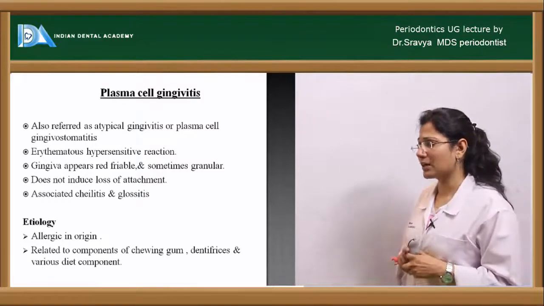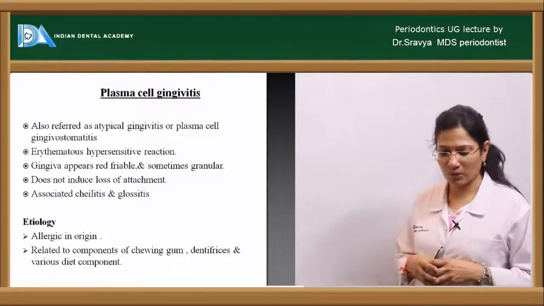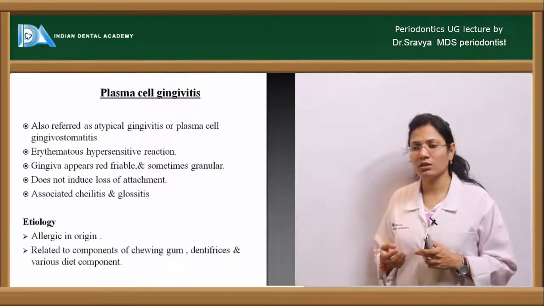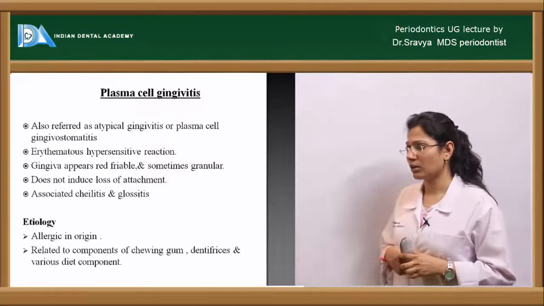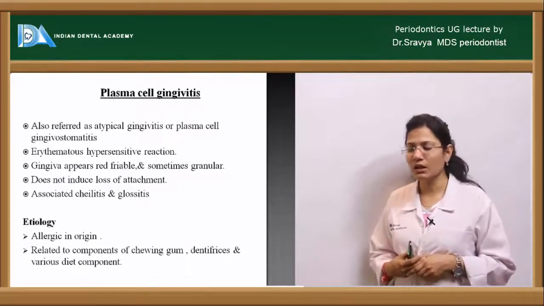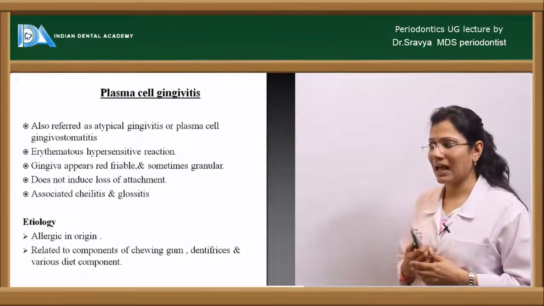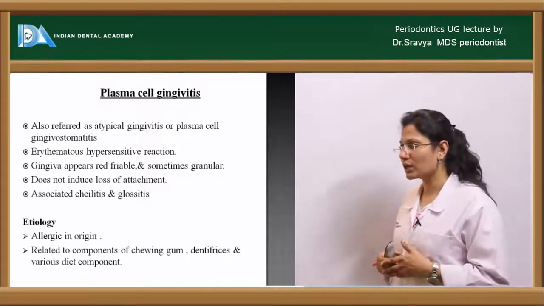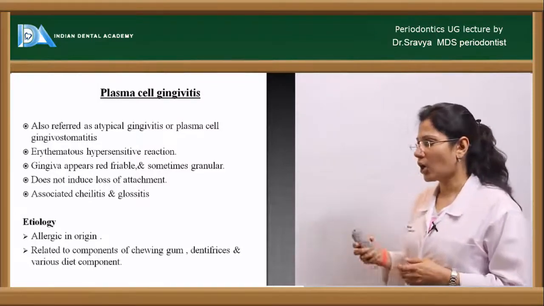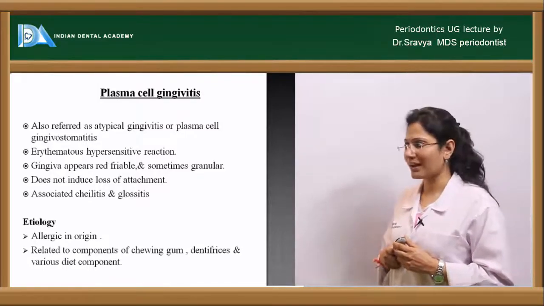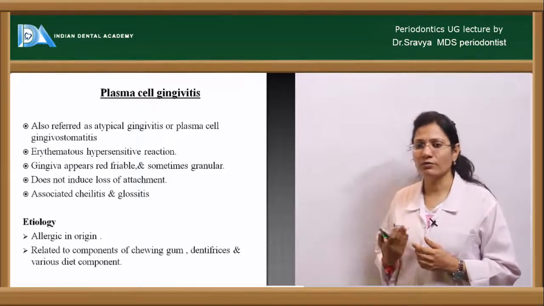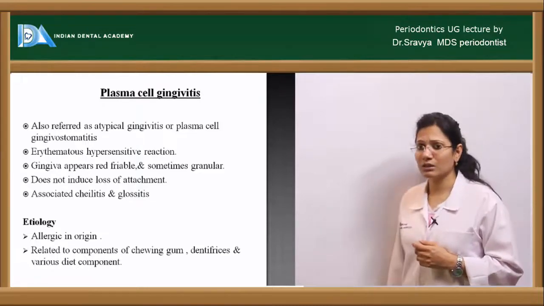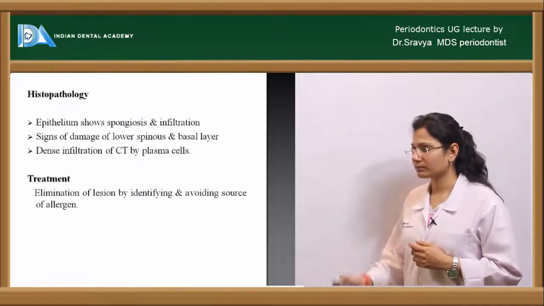Now, plasma cell gingivitis is an atypical form of gingivitis that results because of some kind of allergen present in any kind of toothpaste, or basically it's an erythematous hypersensitive reaction. Okay, it is basically allergic in origin. The allergic sources can be chewing gum, dentifrices, or any other dietary components. The gingiva will appear bright red, and then it becomes again friable, and it's often granular in nature. It does not induce any loss of attachment, associated with cheilitis and even glossitis.